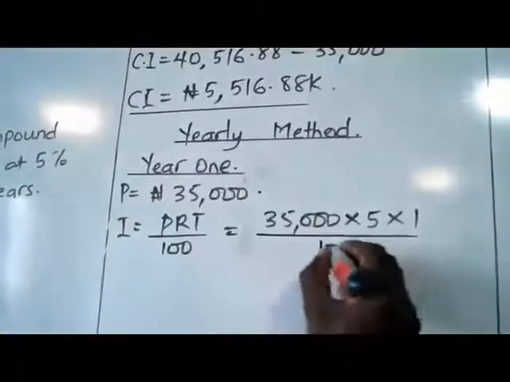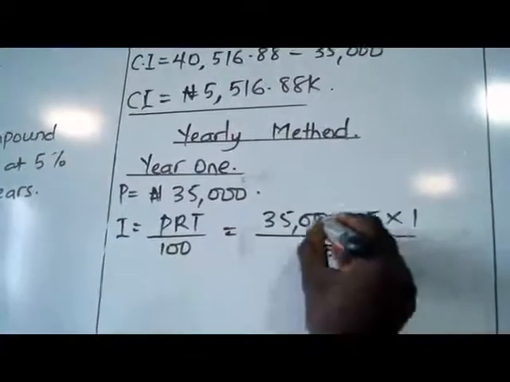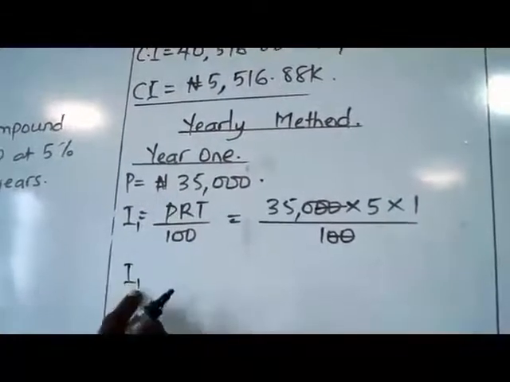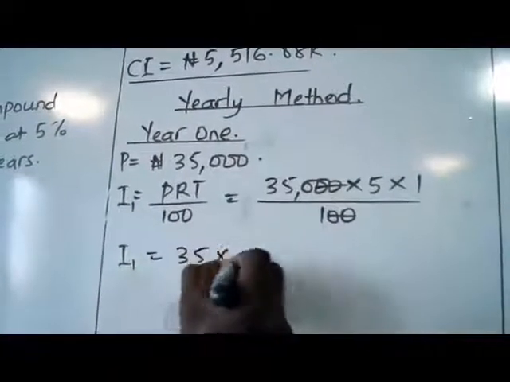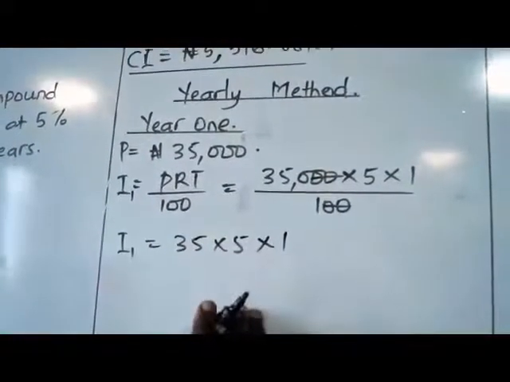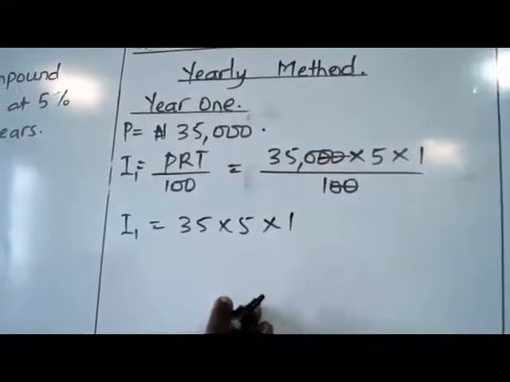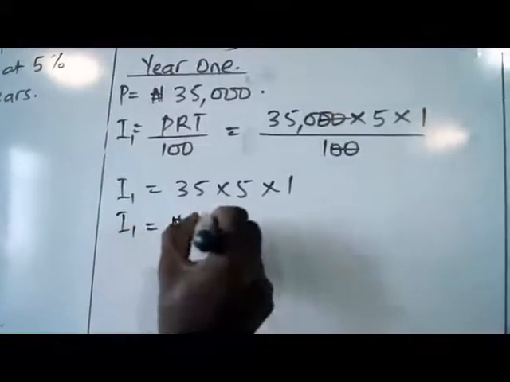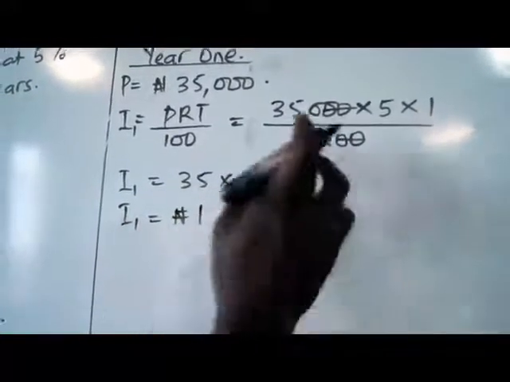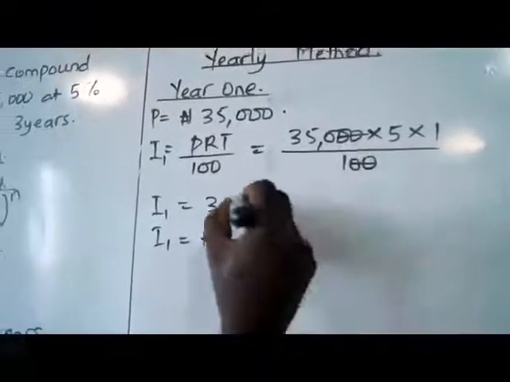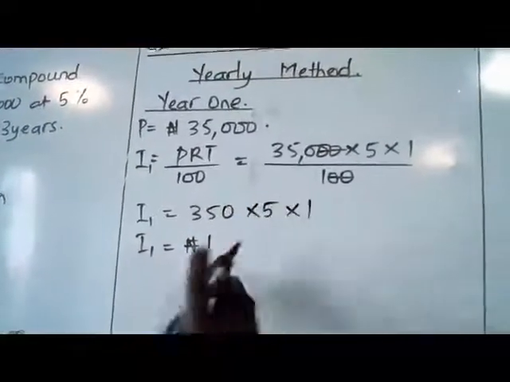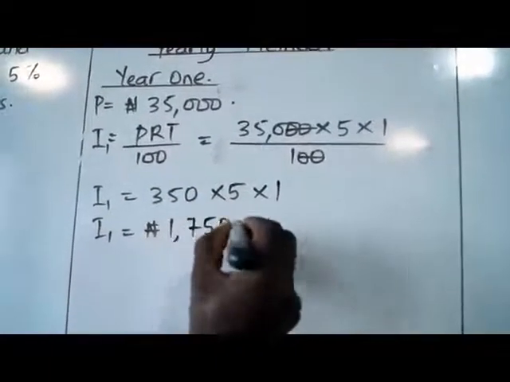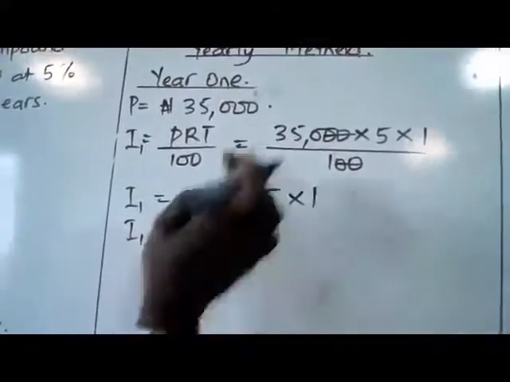So divided by 100. Now, if you reduce this with these two extreme zeros, I'll have my interest at the end of the first year. That's why I wrote I1 will be equal to 35 times 5 times 1. If you find the product of this, it will give you your interest at the end of year 1. Sorry, something is missing here, I omitted a 0. So that will give you a sum of 1,750 naira. So this is my interest at the end of year 1.